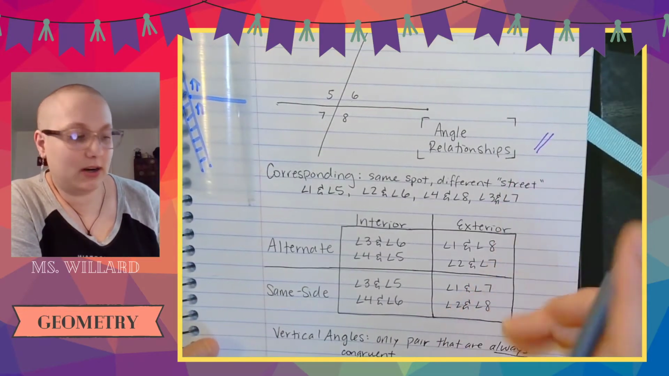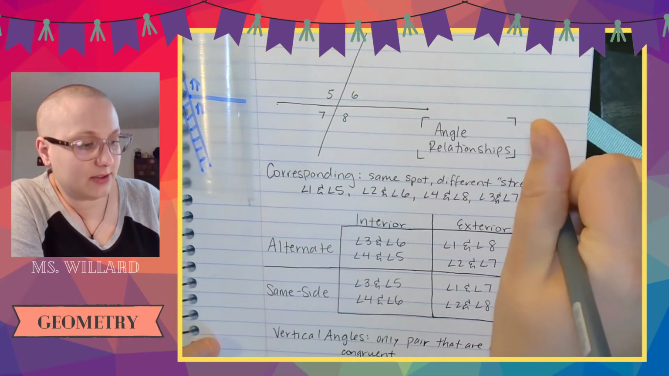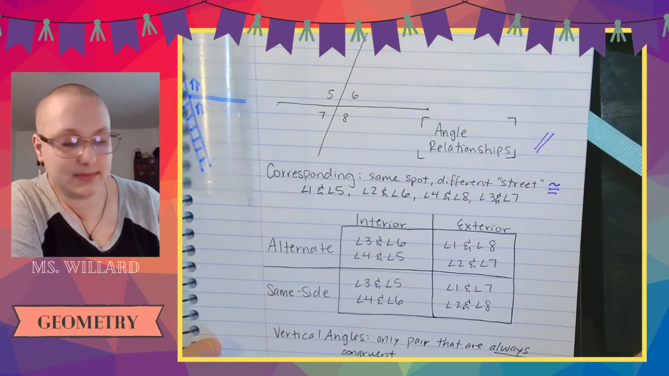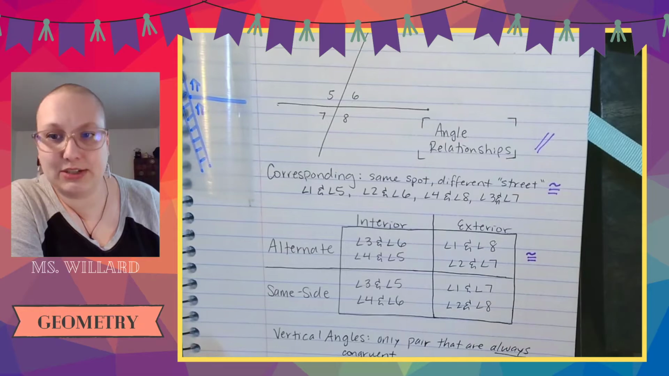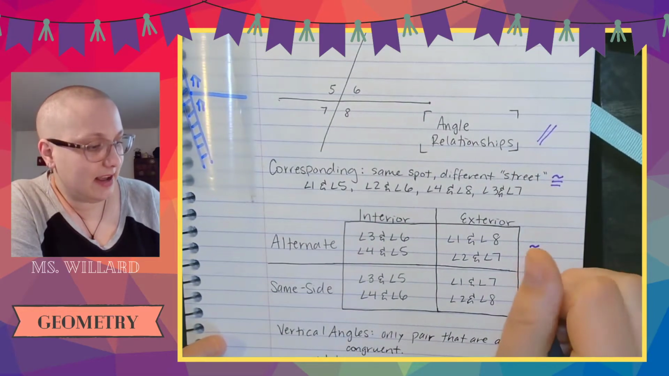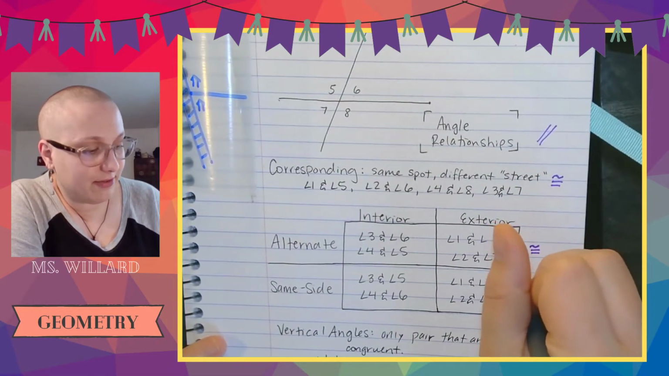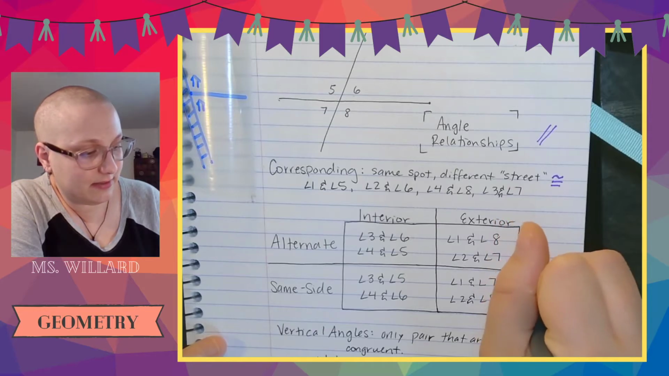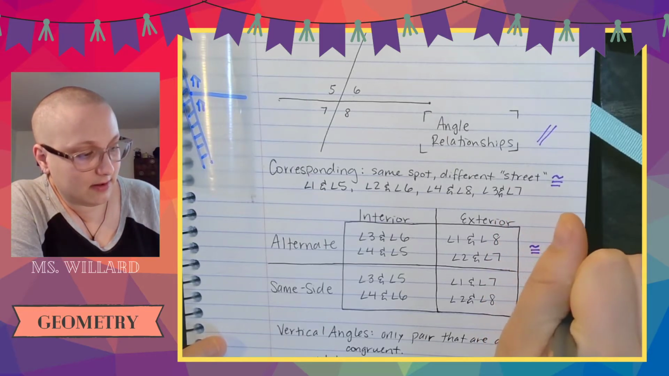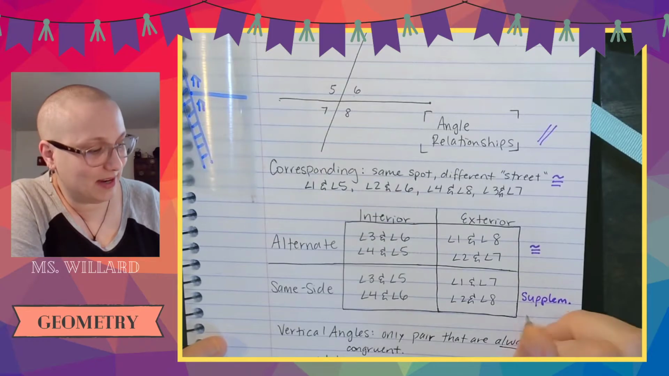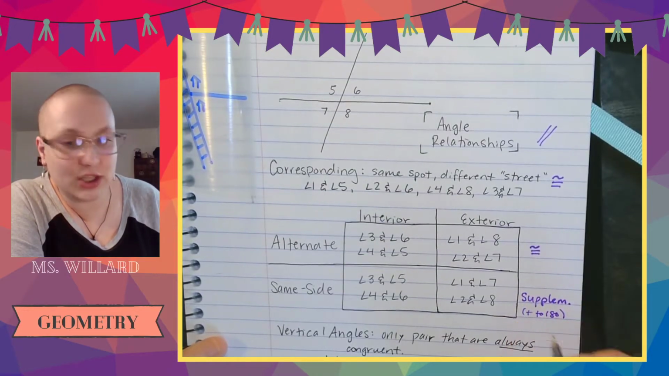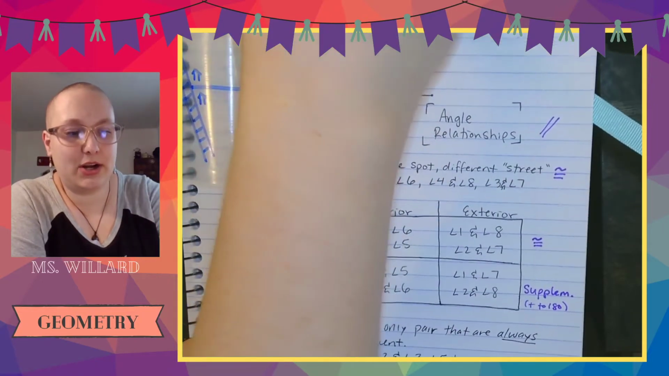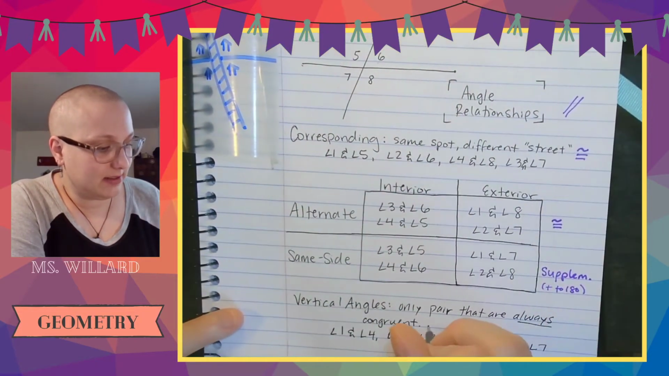So when these lines are parallel, corresponding angles are congruent. All alternate angles are congruent, alternate interior or alternate exterior. And same side whatevers are supplementary. I can't write it all. That means it adds up to 180. And then we already know that vertical angles are always congruent.